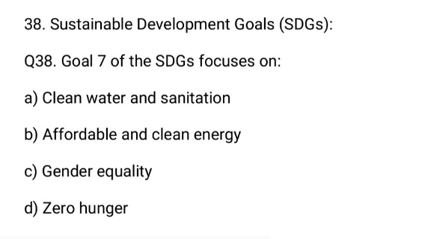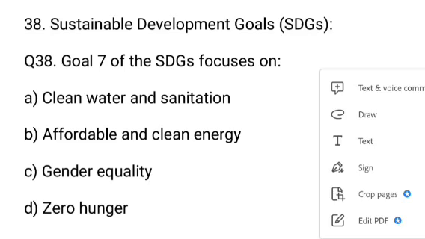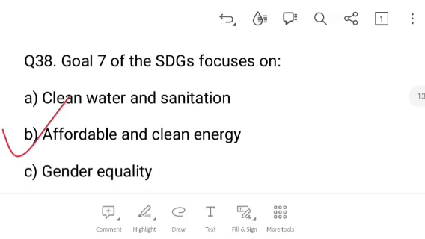Next, it is a Sustainable Development Goals question. Goal 7 of the SDGs focuses on what? Clean water and sanitation, affordable and clean energy, gender equality, zero hunger. So it is related to affordable and clean energy.